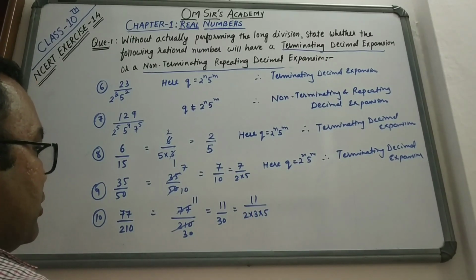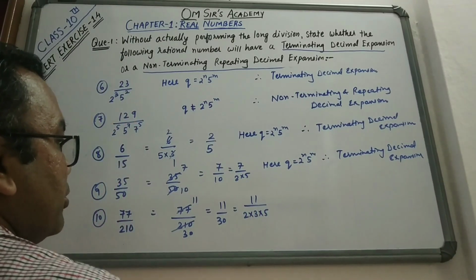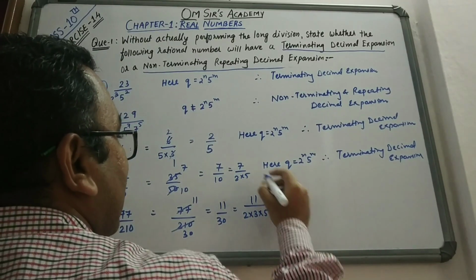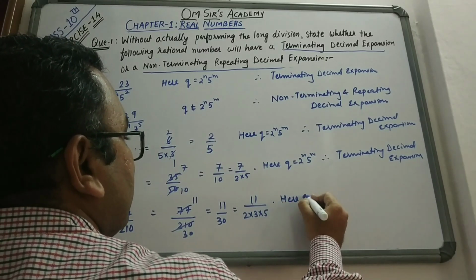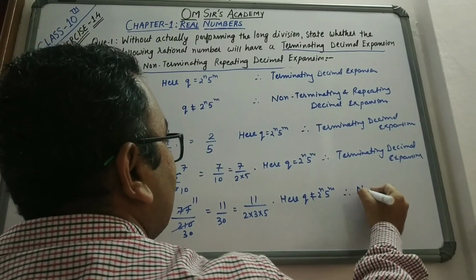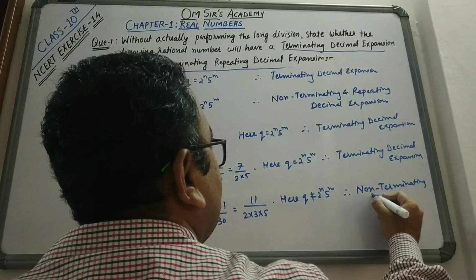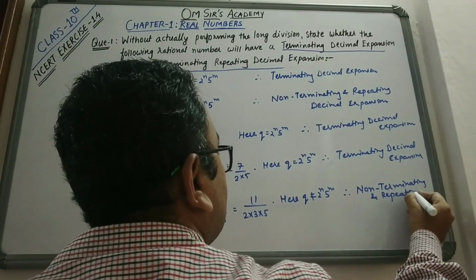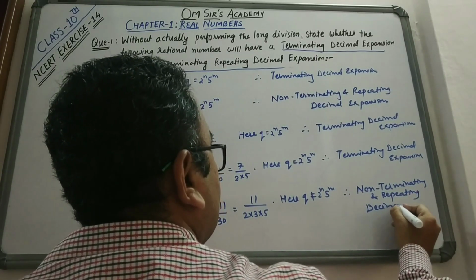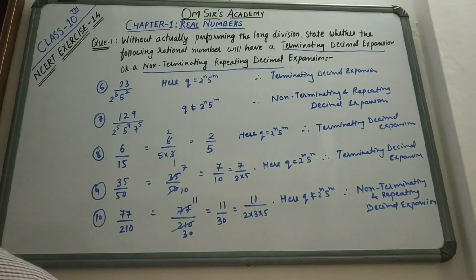6 into 5, 30. So apart from 2 and 5, in place of q, we also have 3 as a prime factor. So directly we can write here that q is not equal to 2 raised to n and 5 raised to m. Therefore it will have a non-terminating and repeating decimal expansion. Is it clear friends? So it was a very easy question.